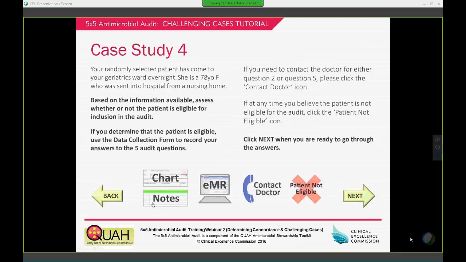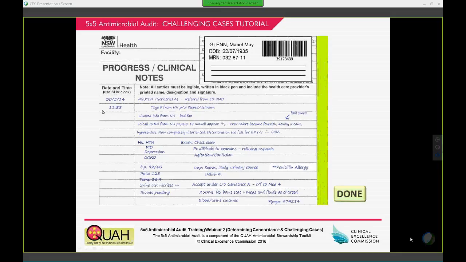Okay, so after reading through the notes, these look like some notes from the medical team from yesterday. We see that the patient was admitted yesterday from a nursing home. They presented with query sepsis delirium, and this case obviously passes that 5-day rule, and we can declare the patient eligible for the audit. So for question 1, we're looking for a documented indication for therapy, and we can see down here that we've got sepsis likely urinary source. So it has been documented there. So I'd say yes to question 1. Question 2 is inapplicable, and question 3 asks if the choice of therapy is concordant with guidelines. Now, sepsis can be a bit tricky.